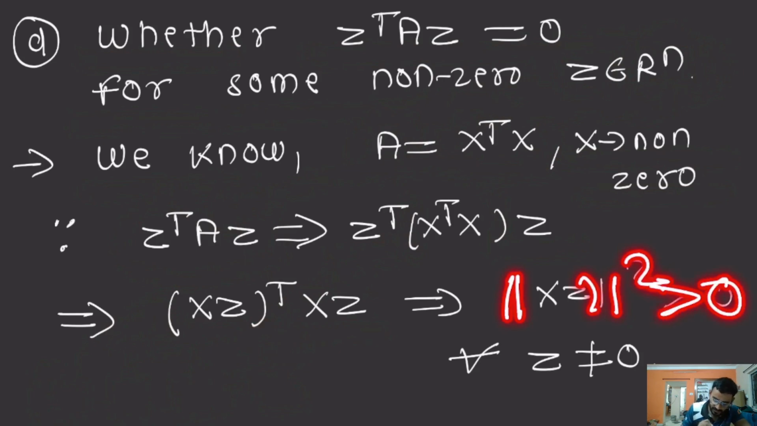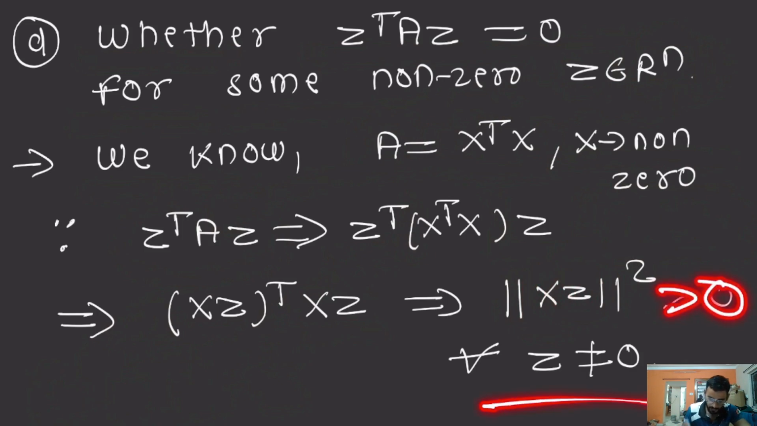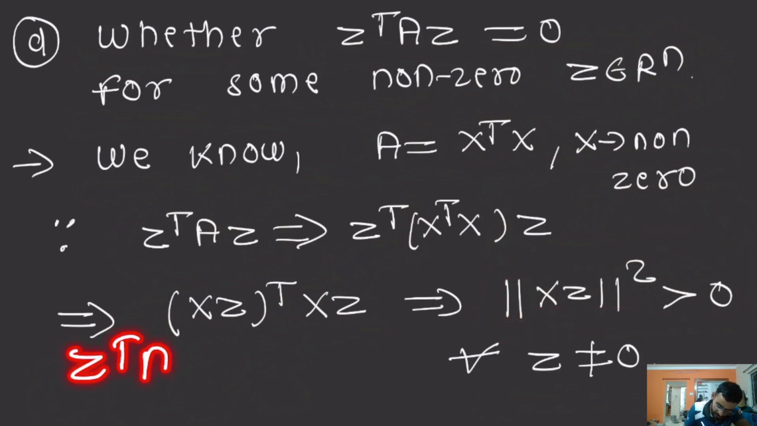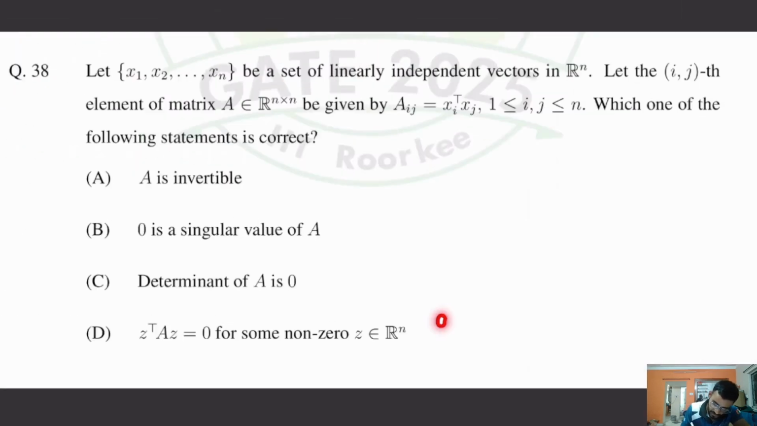This is always greater than 0 because all the columns of X are linearly independent, which means no linear combination of columns of X will become 0. And Z is non-zero, so this is always greater than 0. This means Z transpose A Z is always greater than 0 if Z is not equal to 0, and hence this statement is also incorrect.